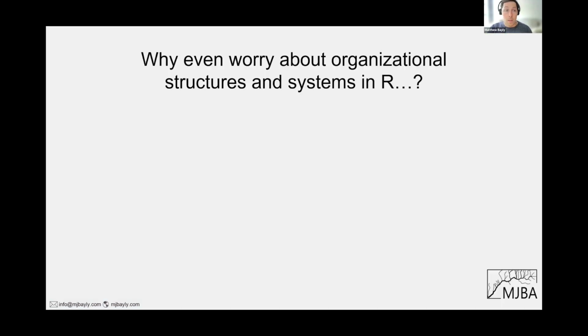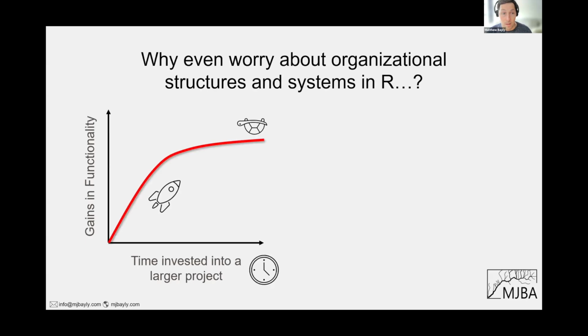So why do we even worry about organizational structures and systems in R? I put this diagram together, and I think it might resonate with a lot of the participants here, at least at some phase in your R career and journey, where you invest so much time into a project, and you have this initial boost at the beginning in gains in productivity and functionality. And then eventually you keep putting more and more time in it, but it just becomes so complex to build and maintain that the progress starts to peter out and asymptote.